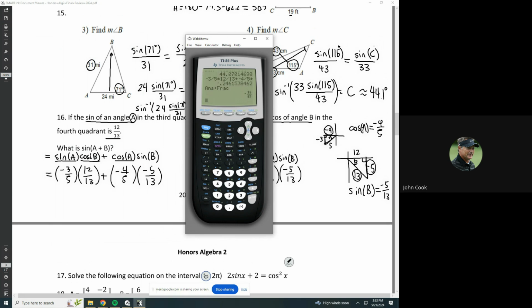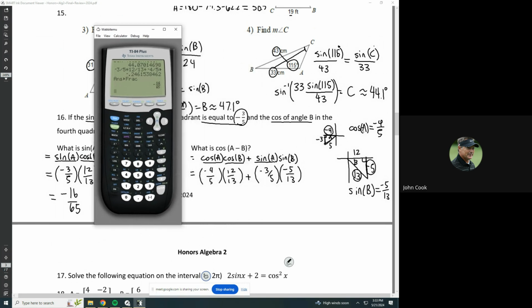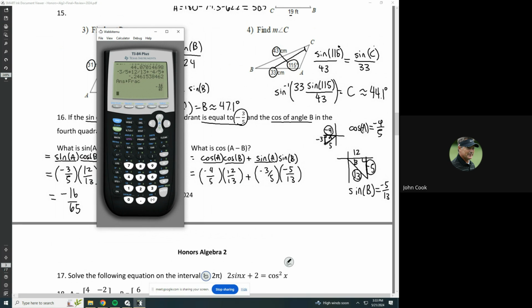Negative 16 over 65, sorry. Okay, let's do the same thing with this one. Just plug it in and change it to a fraction again. Negative 4/5 times 12 over 13 plus negative 3 over 5 times negative 5 over 13. Okay, and then change it back to a fraction. Negative 33 over 65.